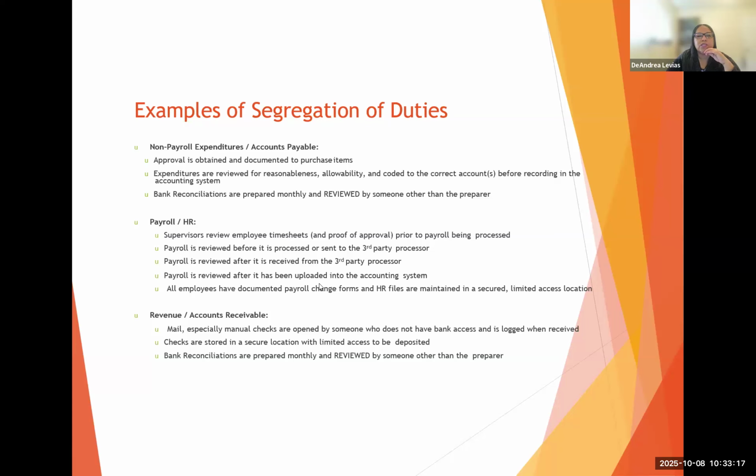Then payroll, we talked about, I'm sorry, clicked the wrong button. We talked about supervisors reviewing timesheets, and then processing it in a third-party system or in an in-house system, and then making sure that it is uploaded into the accounting system.